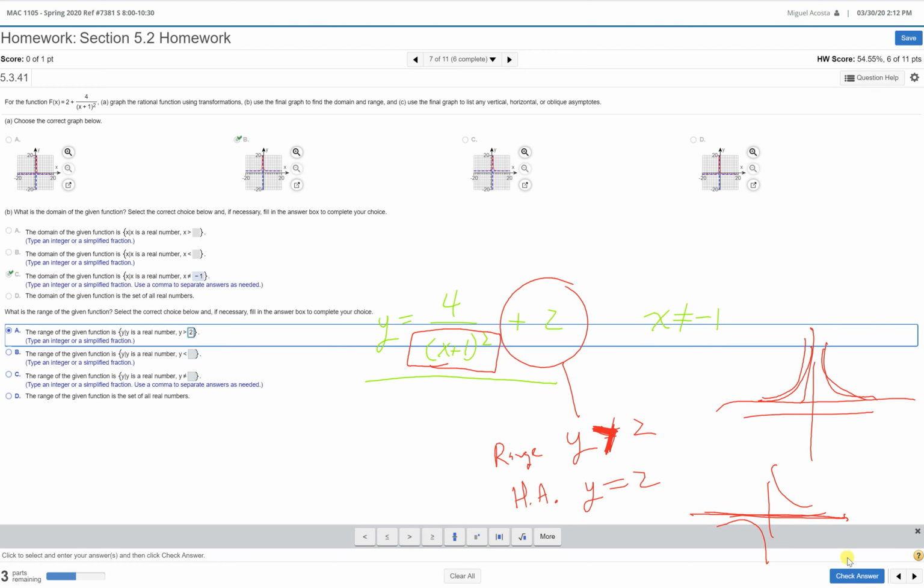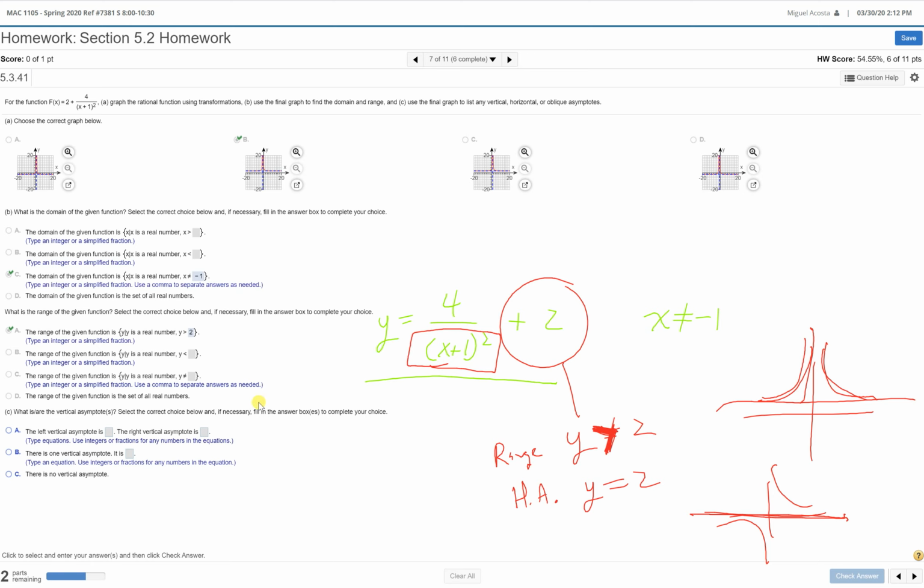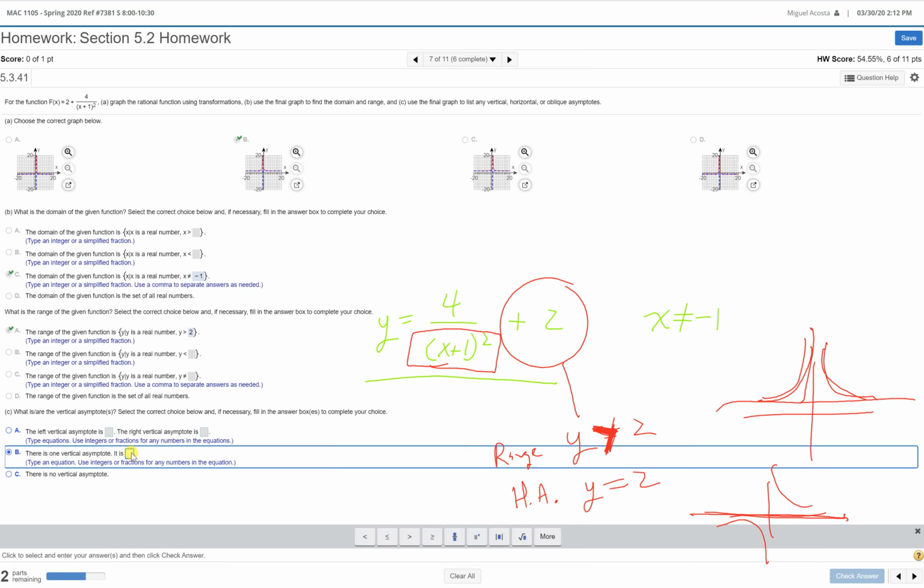And let's check our answer. Well done. Alrighty. Vertical asymptotes, we talked about this. It's the same as the domain restriction. So there is one vertical asymptote, and the equation is x equals -1.